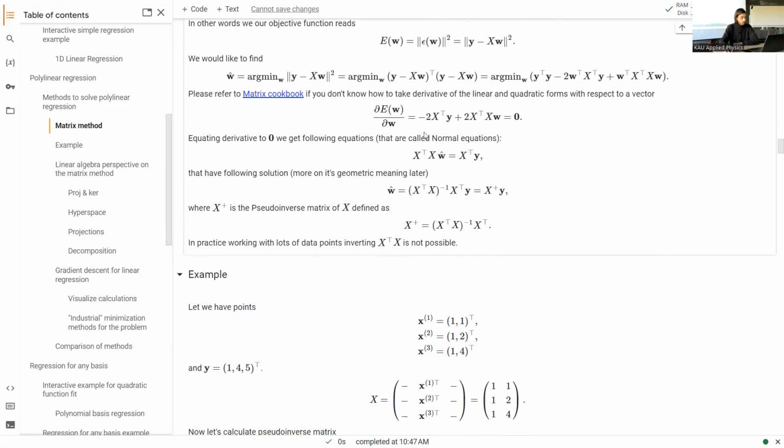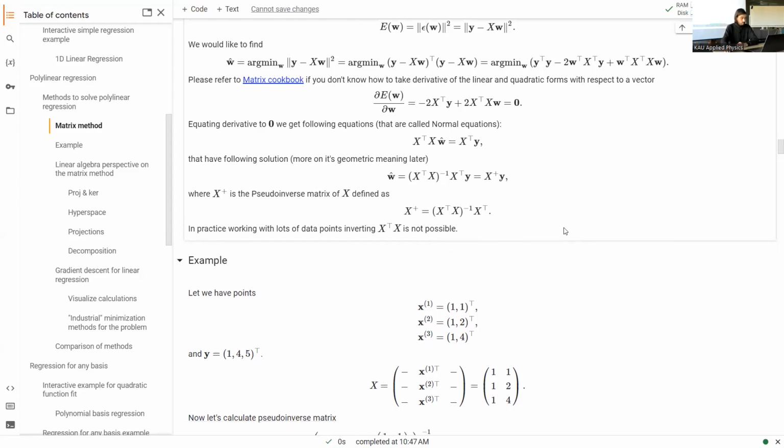And you can express W from that. You can get this sort of expression: x transpose times x to the minus 1 times x transpose times y. And this whole thing is often designated as x plus, and is called the pseudo-inverse matrix of x. That's basically its definition.